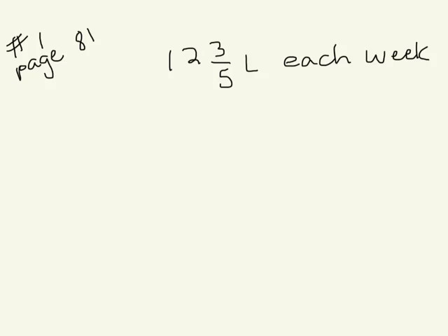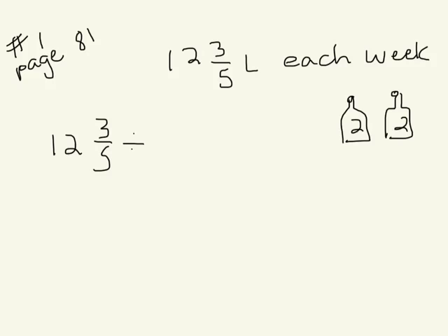So now we have to figure out, well, how many bottles does Mrs. Smith need to buy? Well, all the juice is packed into 2-liter bottles. So let's just picture a 2-liter bottle here. How many of these bottles would she need to purchase? Okay, so there's 12 3/5 liters of apple juice divided by bottles that have 2 liters each in it. So let's solve this problem.